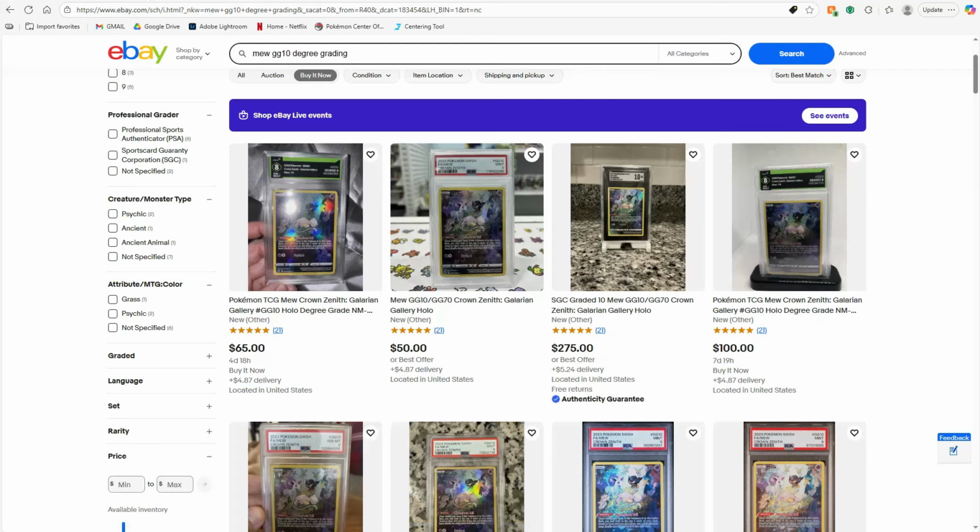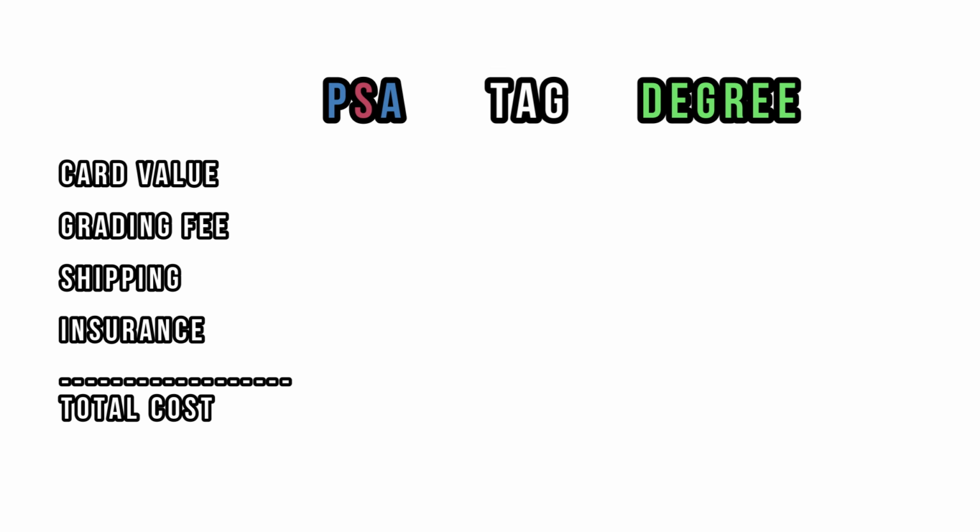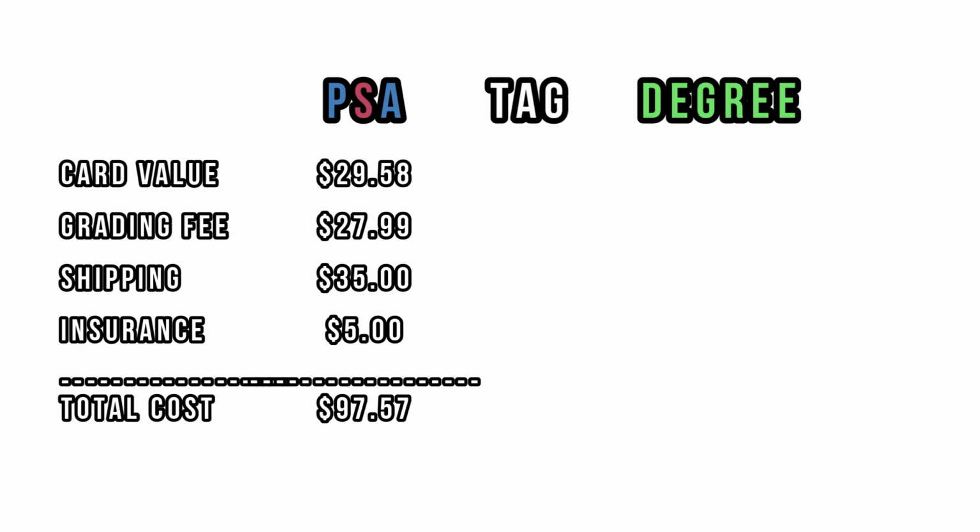But let's talk about that. Let me give you some visualizations on this next screen here. Now, there's a few things to take into consideration when we're looking at grading. First, I'm going to talk about PSA because that's the most well-known, and a lot of people go with them because they do so much more grading than other companies.